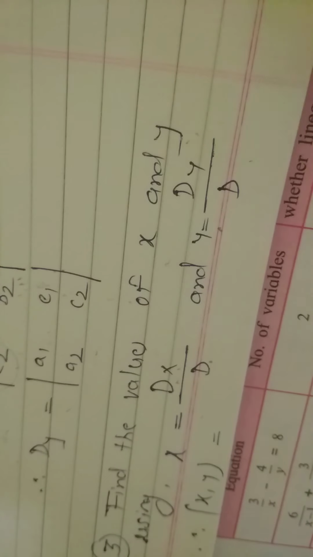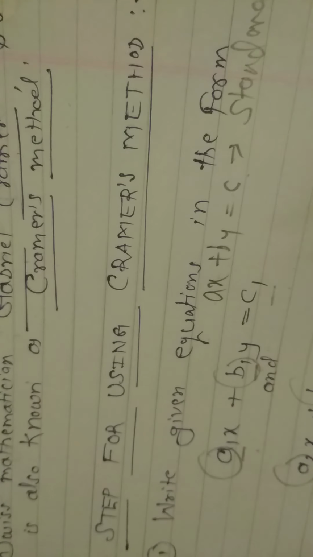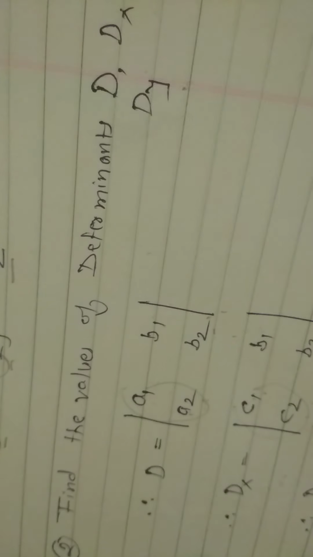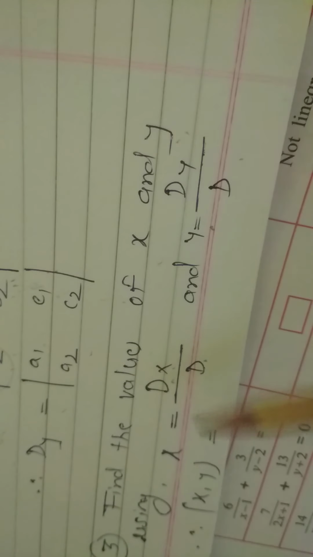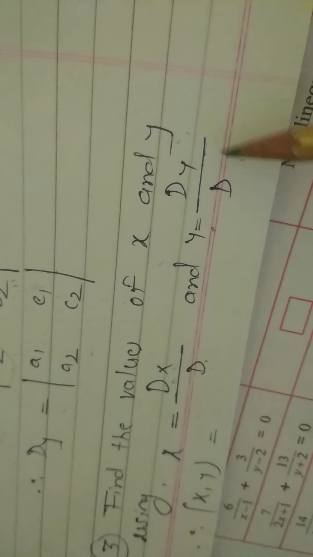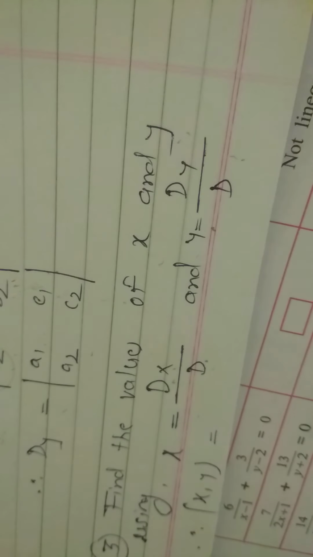So there are 3 steps when you solve simultaneous equations by the determinant method. First step, we write the given equations in the standard form. Second step, we find the value of determinants D, Dx and Dy using this formula. And third step, we find the values of x and y. x is equal to Dx upon D and y is equal to Dy upon D. So these 3 steps you must remember, and with the help of these 3 steps we solve simultaneous equations by the Cramer's rule method and determinants.